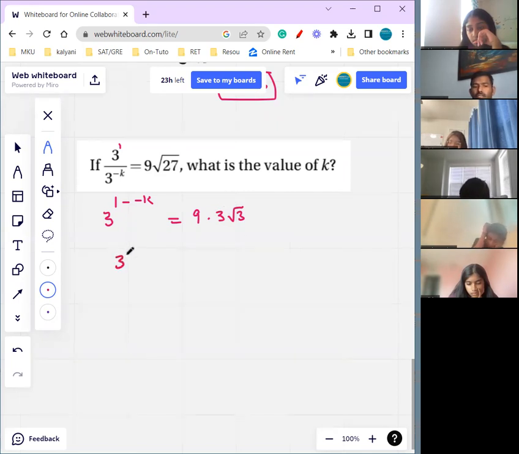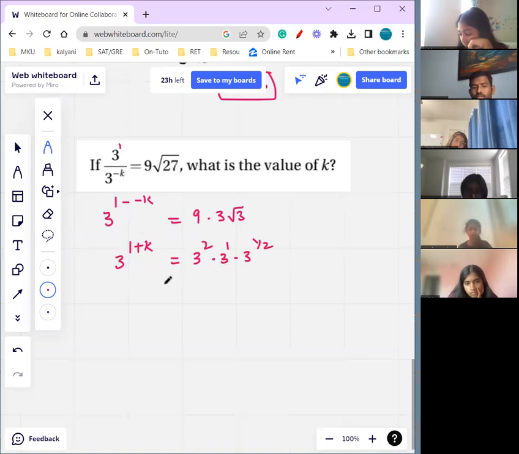Now I can write this as 3 to the 1 plus k. 9 is 3 to the second exponent, and 3 is 3 to the 1. Radical 3 means 3 to the 1/2. Okay, now I see the same base, so just ignore the base and deal with the exponents. 1 plus k equals 2 plus 1 plus 1/2, that's 3.5, and then k is 2.5.